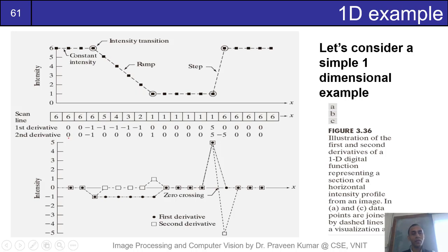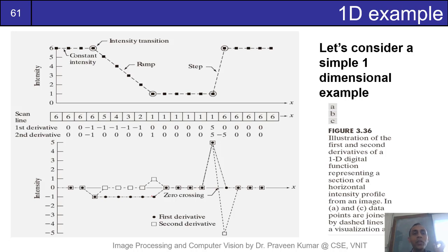If we use the second derivative function that we have defined, the values will be like this. At this location, it will be minus 1. Along the ramp, it will be 0, which should be the case for the second derivative operator. So it is going to give a nonzero response only at the onset and end of the discontinuities, like here and here, and at all other locations it is a zero value. So this is the plot. The squares represent the second derivative operator response, and the dots represent the first derivative response.